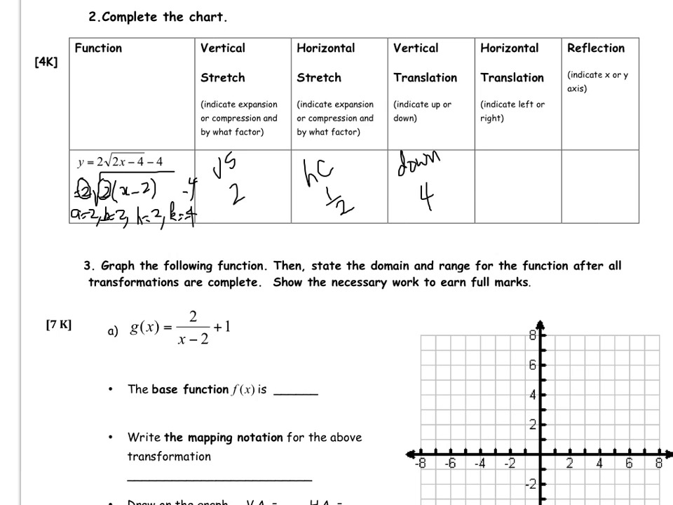And then horizontal translation, either left or right. You can see that h is 2, so it's going right by 2 units because h is 2. And then reflection: since there is no negative sign in front of a and b, there is no reflection.